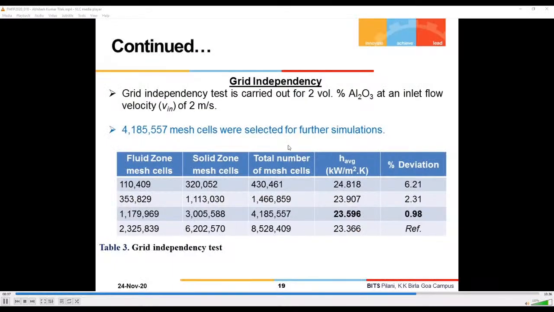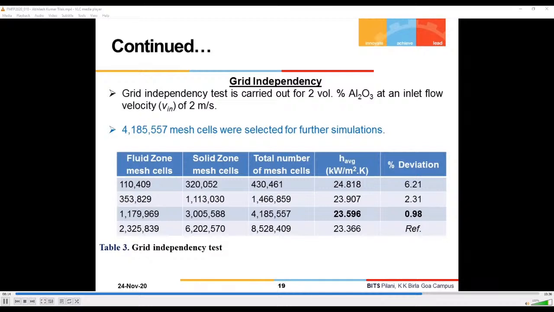Now, for the grid independency test, the test is carried out for 2% volume fraction alumina at an inlet flow rate of 2 meters per second. From the grid independency test, 4.18 million mesh cells were selected for the further simulations.